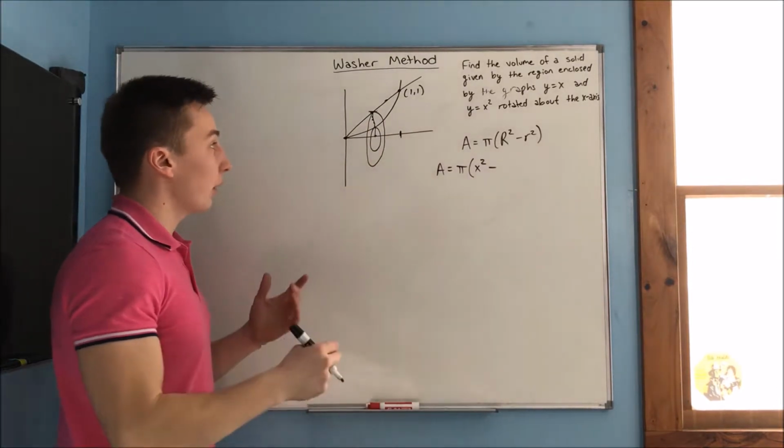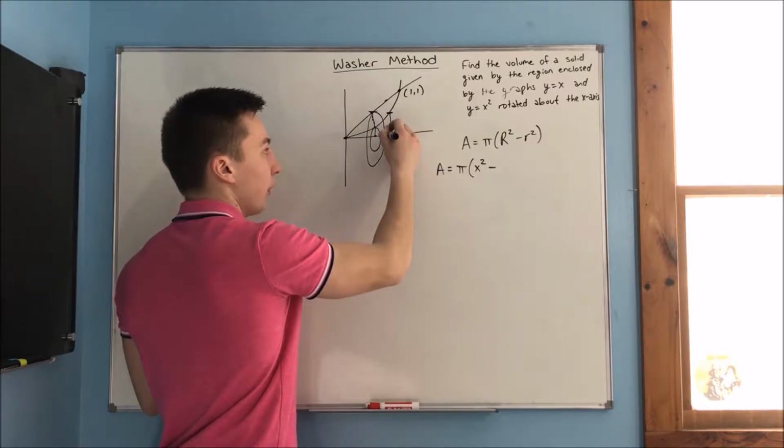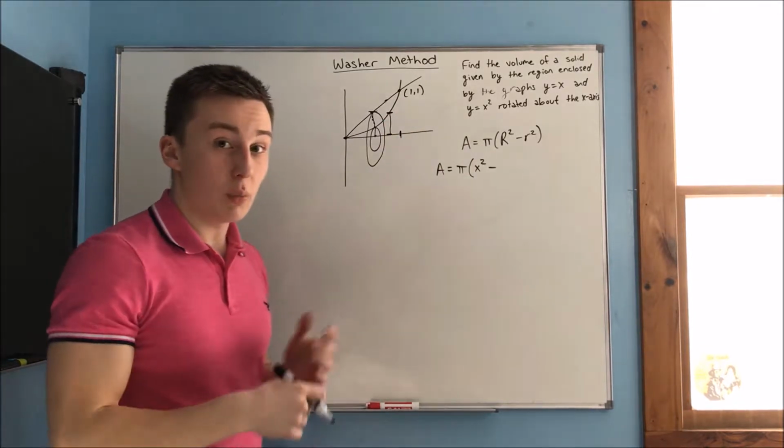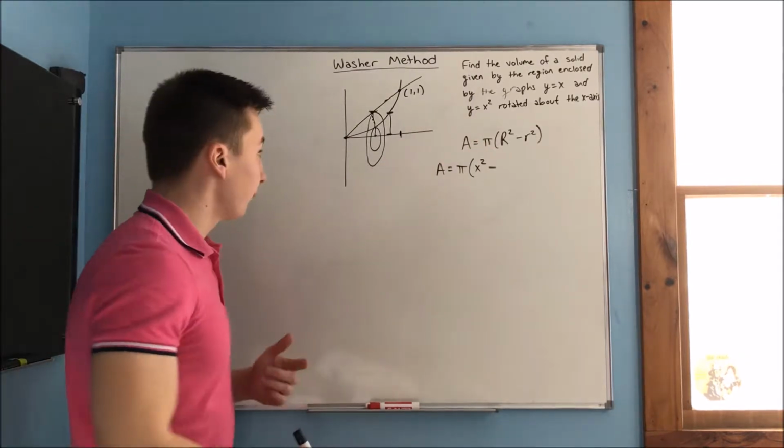Now we need a little r squared, and that's going to be the distance from this curve to the x-axis. What is that? What's that graph? That graph is y equals x squared.